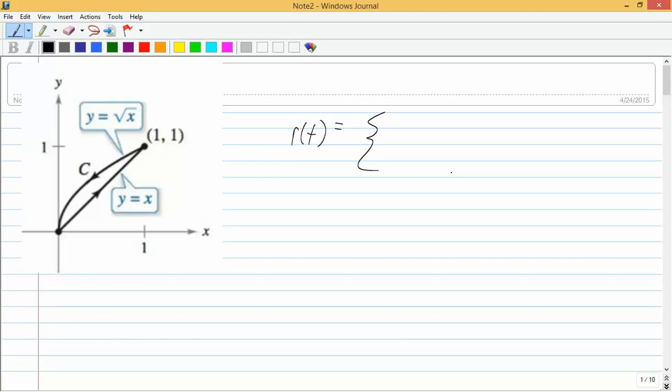Let's see, it looks like this thing goes from here to here and then goes from here to here. So that means that we're going to have two equations. We're going to have an equation for this from here to here, and an equation for this from here to here.